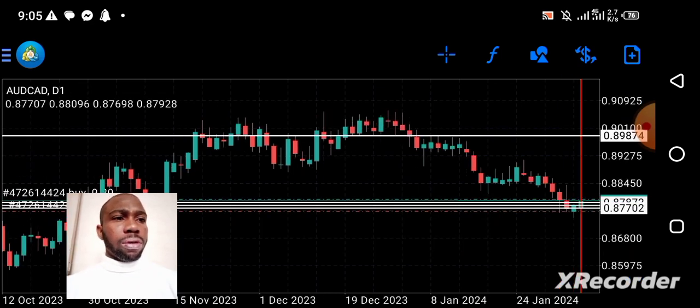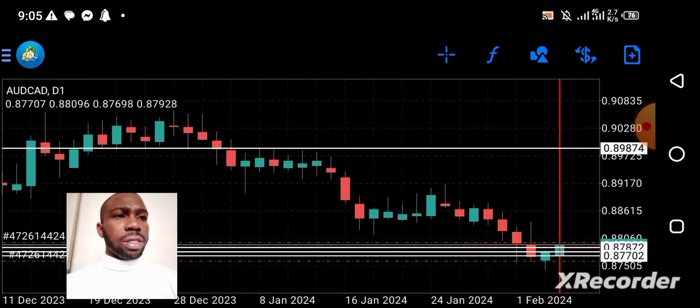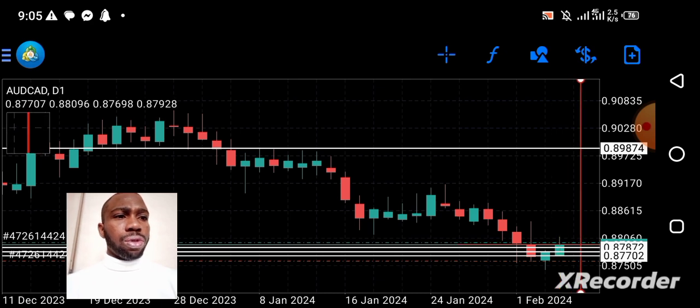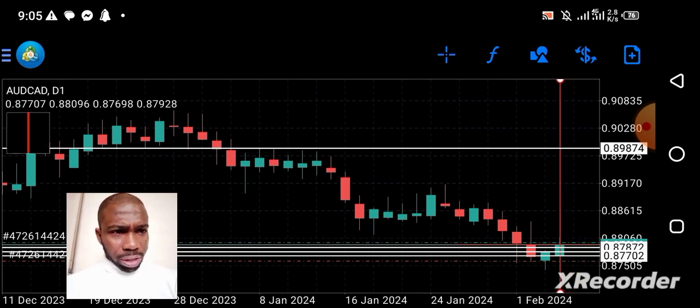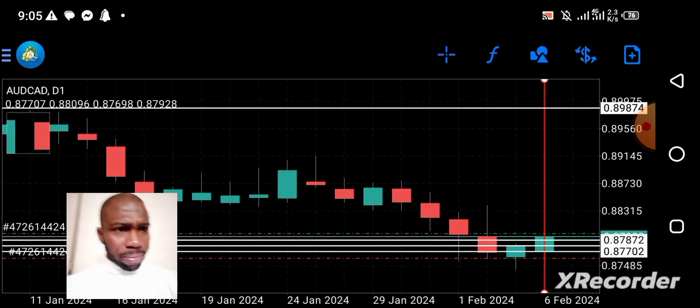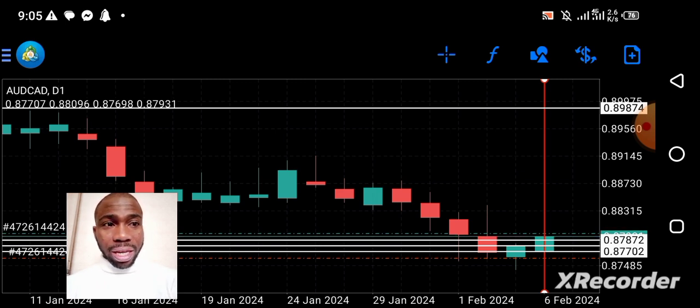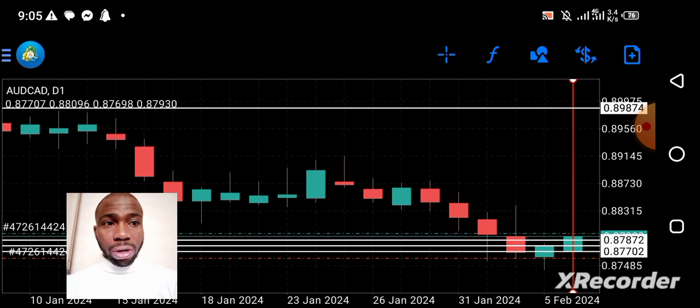Okay, so yesterday was Monday. As you can see, Monday candle closed bullish. This candle looks like a spinning bottom, right? Looks like a hammer, but this is not a valid hammer. But the fact that the candle closed bullish indicates that buyers are showing up strong in the market.